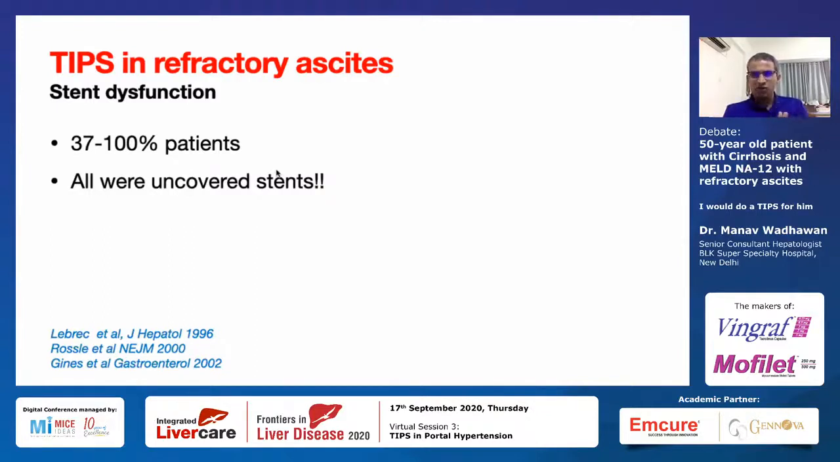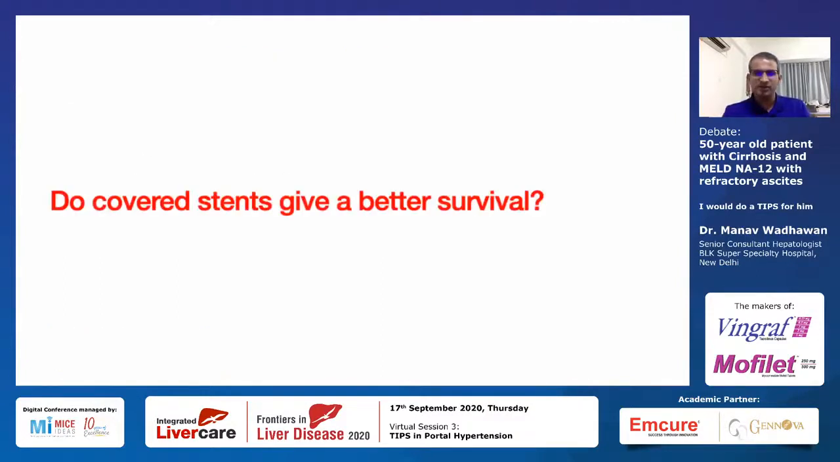Dr. Dinesh told you that's not the state of the art now. The standard practice these days is that you use a covered stent. You have also decreased the diameter of the stent from 12 millimeter to 8 to 10 millimeter. 10 millimeter is what we use. Some people are using 8 millimeter also. So how does that help? Does that change the scenario? Let's look at what data we have here. So do covered stents give you a better survival?